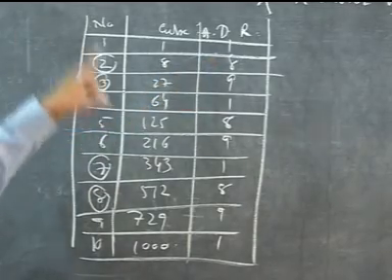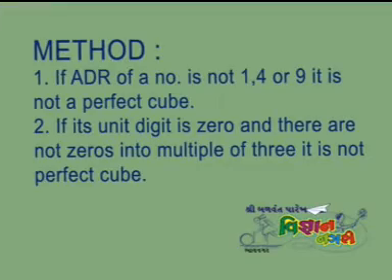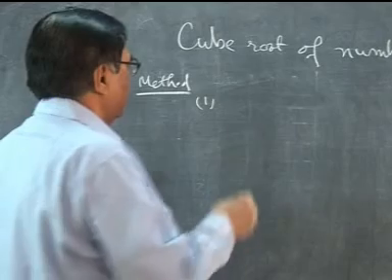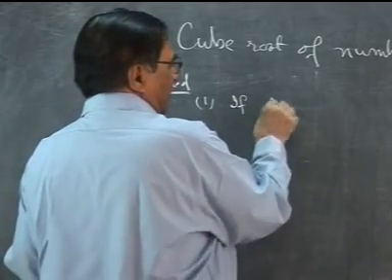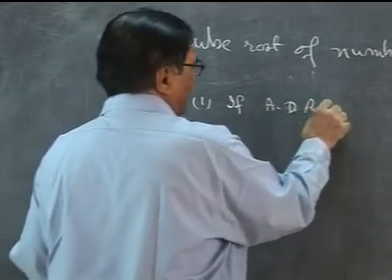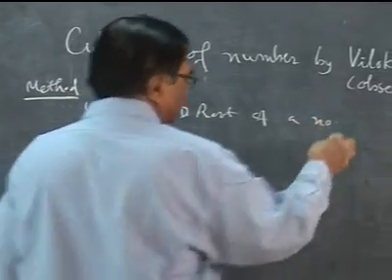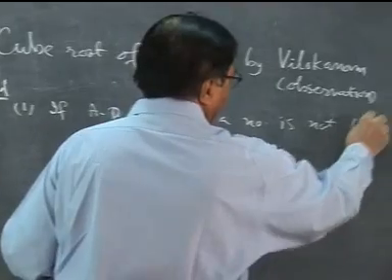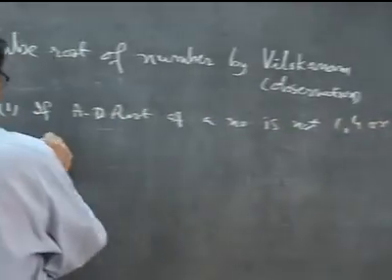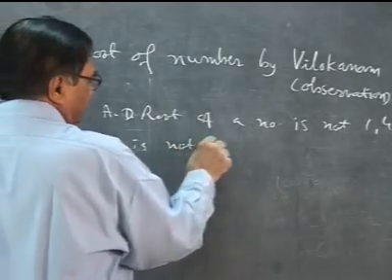So we shall try to understand how it can be done. One: if the digital root of a number is not 1, 4, or 9, it is not a perfect cube.